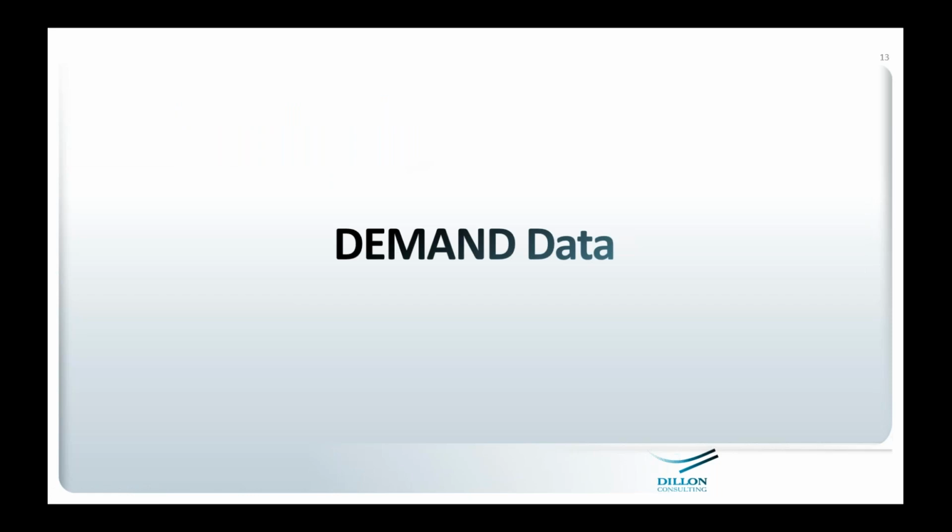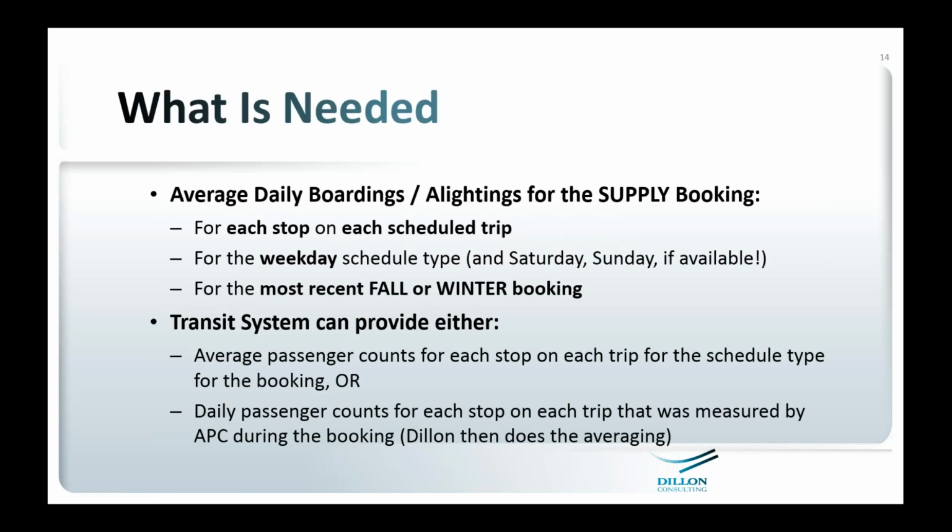So that's the supply data. The demand data is derived from the automatic passenger counting system. And more and more transit systems have this type of data available. What's needed is a list of the average daily boardings and alightings at each stop and each scheduled trip in the schedule. Typically we work with weekday, but this can be done on Saturday and Sunday as well.